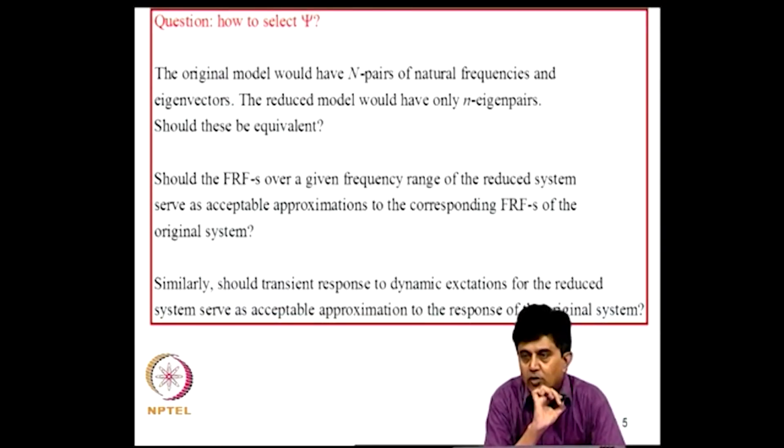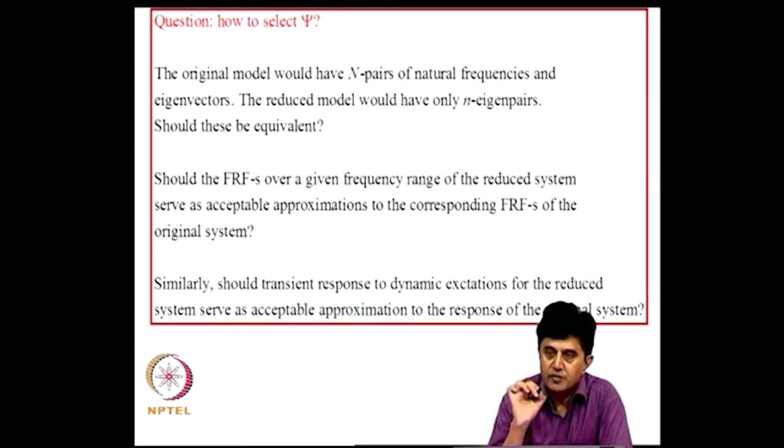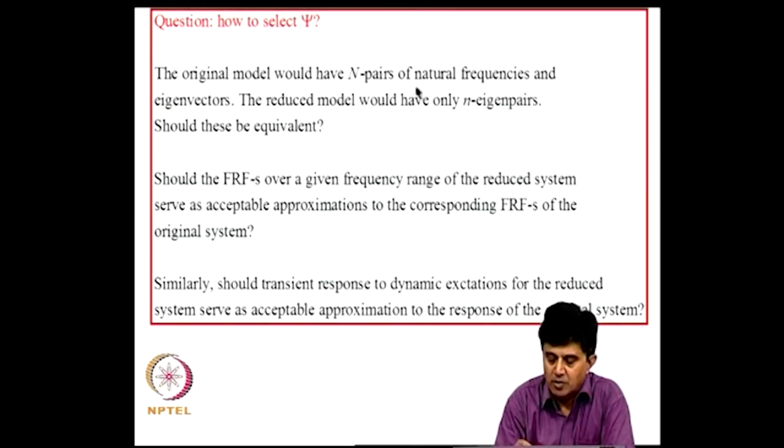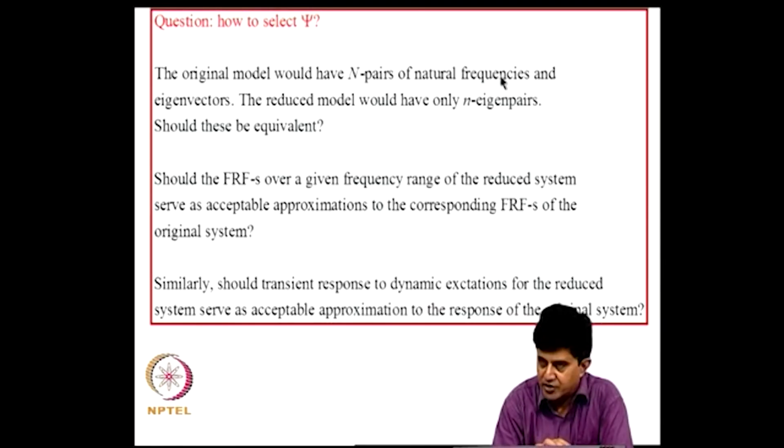Now, there could be different criteria based on which we may like to select this transformation matrix. For example, the original model would have capital N number of natural frequencies and mode shapes. On the other hand, the reduced model will have only lowercase n eigenpairs.